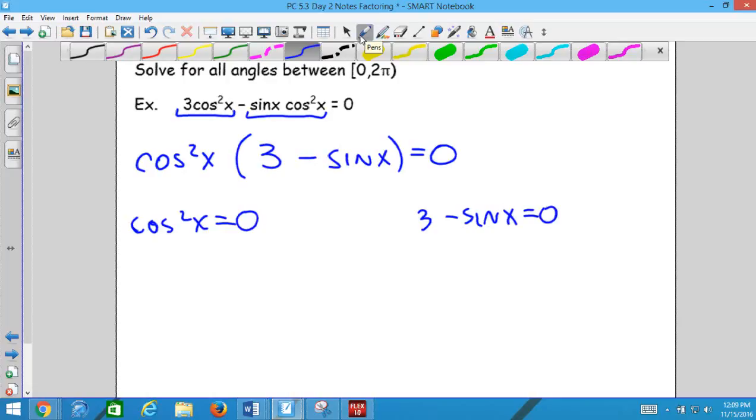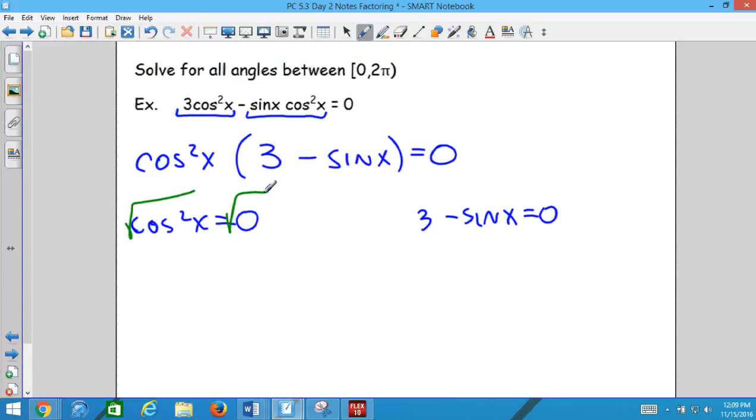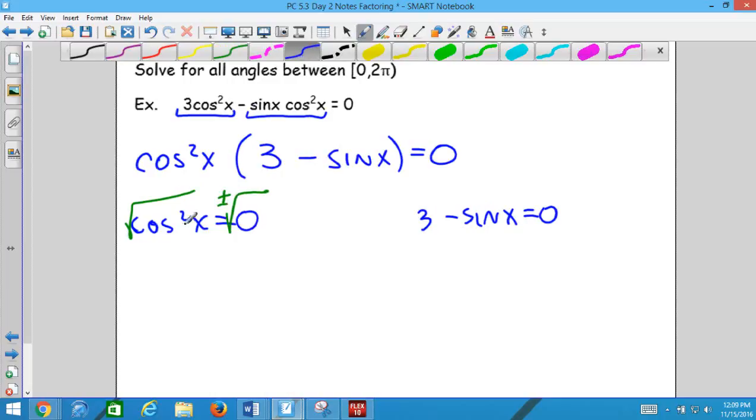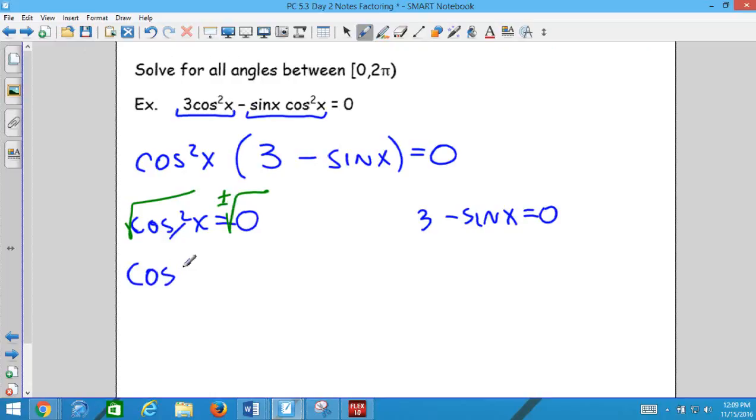So let's start with cosine squared x equals 0. How do we get rid of squared? Square root. But if I do the square root, I need plus minus. Can't have plus minus 0? I can't have a plus minus 0? No. I mean, what's the square root of 0? 0. So what's positive 0 and negative 0? 0. Still 0. So because you're doing plus and minus 0, there really isn't 2 values. It's just 0.